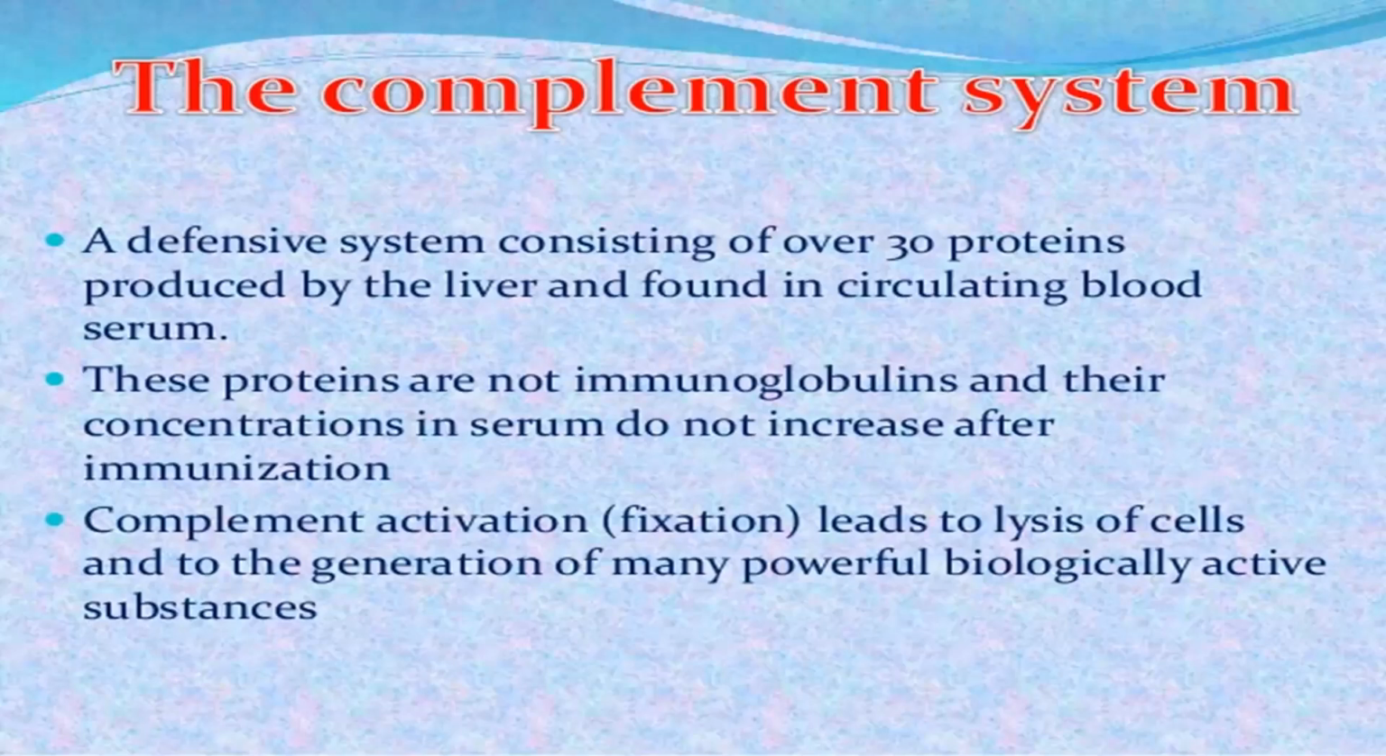The complement system is a defense system consisting of over 30 proteins, as I already told you, produced by the liver and found in the circulating blood serum. These proteins are not immunoglobulins, and their concentrations in the serum do not increase after immunization. Complete activation leads to the lysis of the cell and to the generation of many powerful biologically active substances.